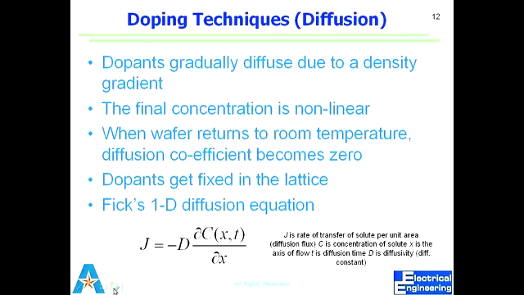And implantation is, so in diffusion, they gradually diffuse because of density. And the final concentration is non-linear. It's something where you have a high level, and then it falls down and gets to the background concentrations. And once we bring it down, the dopants become fixed in their positions.